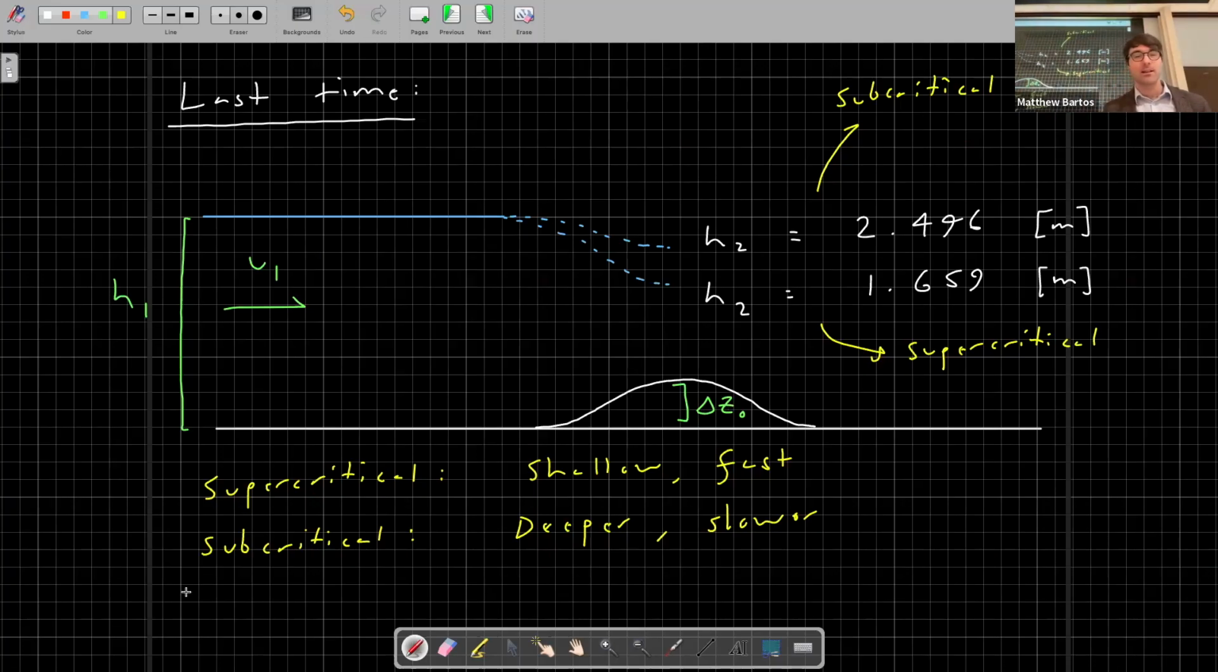We also discussed a concept called specific energy. We're going to come back to this again today. Specific energy was equal to the energy that can be traded between the velocity component and the potential component. So it's equal to the potential energy head, that would be the hydrostatic head, plus the velocity head, u squared over 2g. We're going to talk a little bit more about specific energy and how we can use it to solve problems like this one.